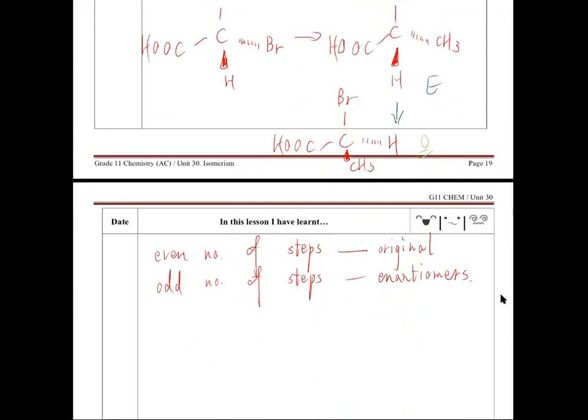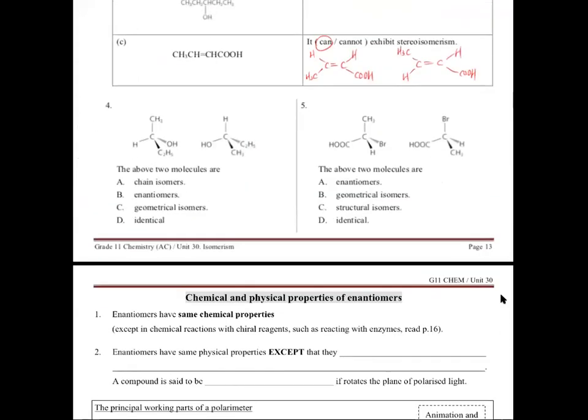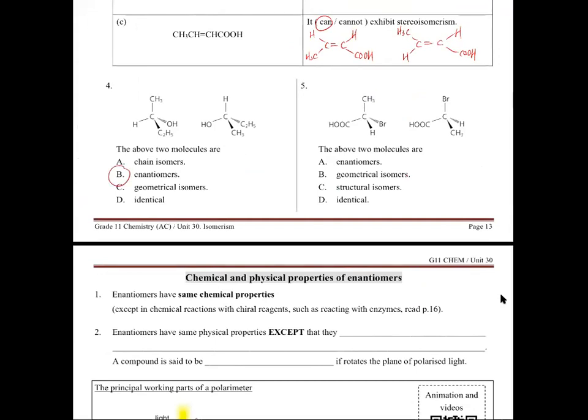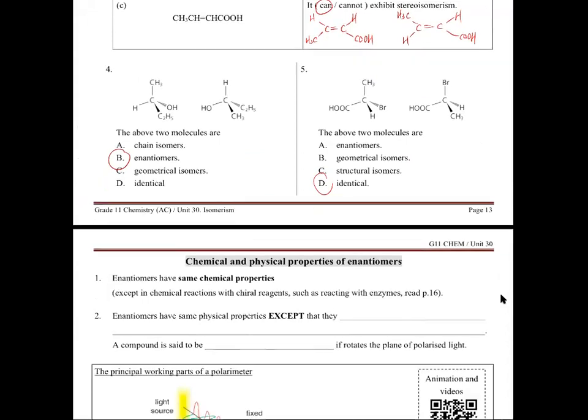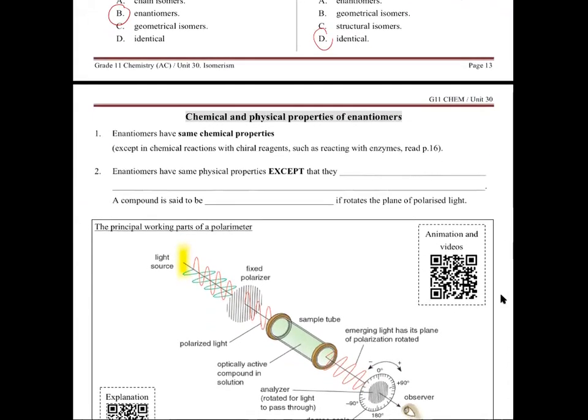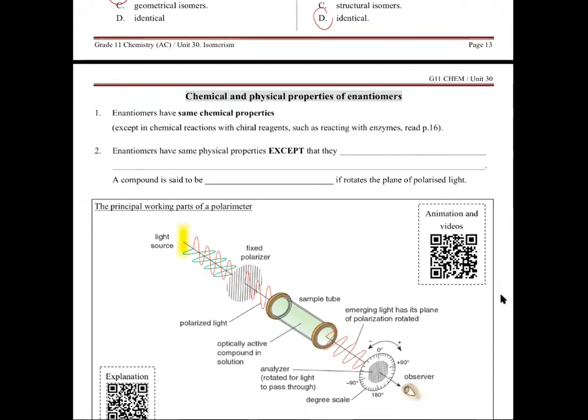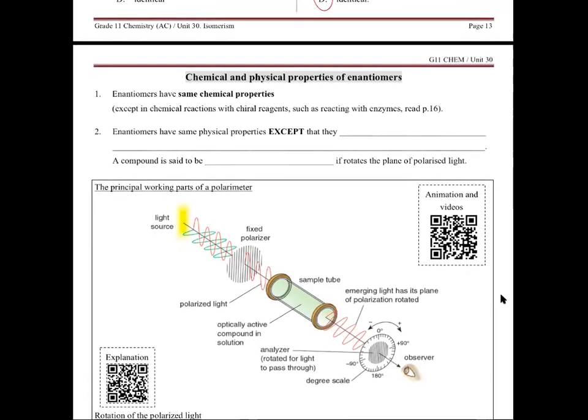Okay, now go back to the parts. So for question 4, they are enantiomers, and for question 5, they are identical. So the last part in this unit, we are going to talk about the properties of enantiomers, the chemical property and physical property. For enantiomers, they have the same chemical properties if they react with a chiral reactant. Later we're going to discuss in detail. But the physical property is very important and is often tested in the IFY exam.